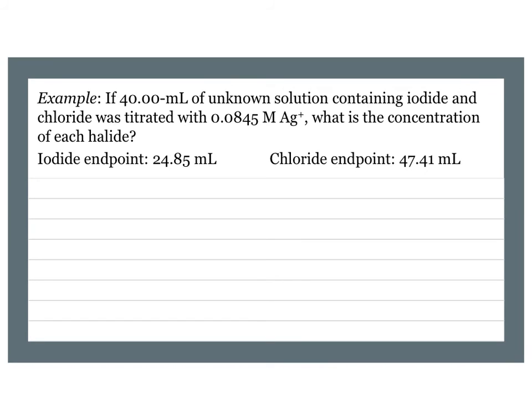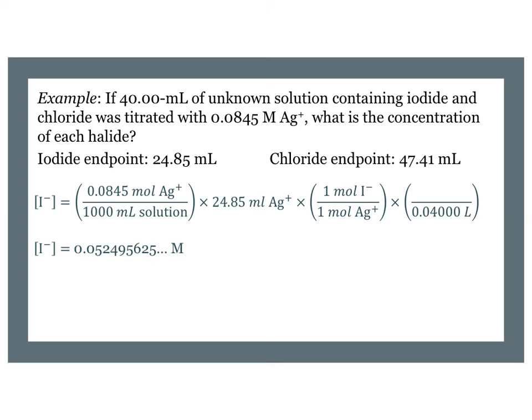40 milliliters of an unknown solution containing iodide and chloride was titrated with 0.0845 molar silver ion solution. What is the concentration of each halide in the original unknown solution? The calculation for the iodide endpoint is pretty straightforward. I tend to set up my calculations so that I can cross out all of the units to make sure I'm doing it right. Here I've got the molarity of the silver ion solution in terms of moles of silver per milliliter of solution, so I can multiply by the amount of silver ion solution without having to convert to liters of silver ion solution. This is simply a personal preference.